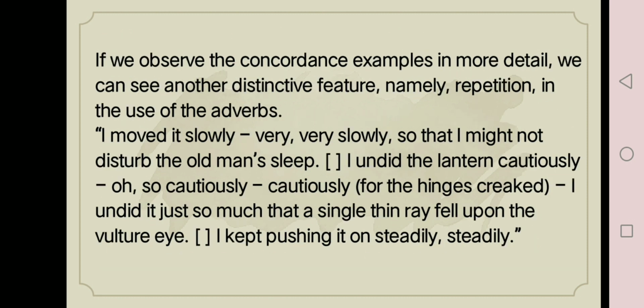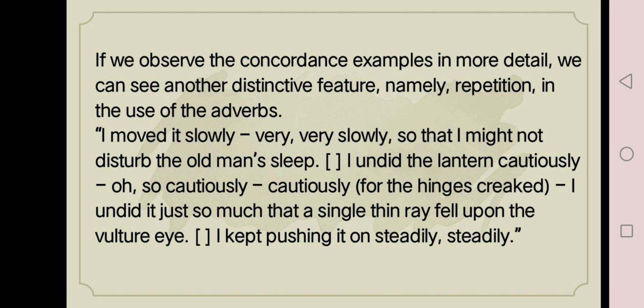skillfulness. If we observe the concordance examples in more detail, we can see another distinctive feature, namely repetition in the use of the adverb. "I move it slowly, very, very slowly, so that I might not disturb the old man's sleep." "I undid the lantern cautiously, oh so cautiously, cautiously, for the hinge creaked. I undid it just so much that a single thin ray fell upon the vulture eye." "I kept pushing in steadily."